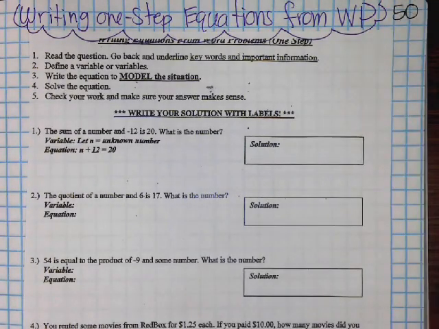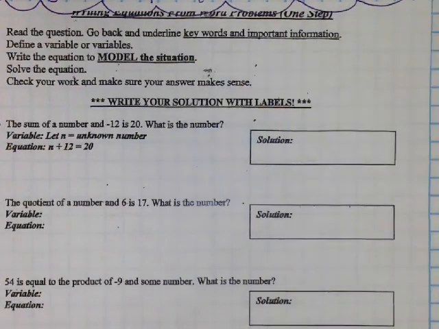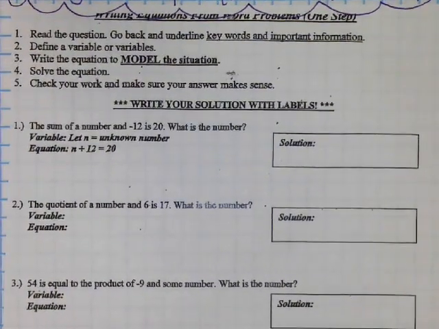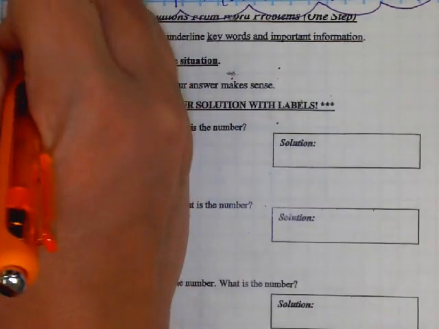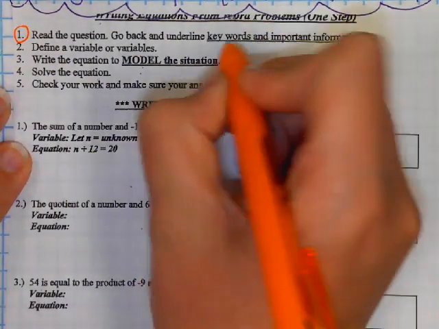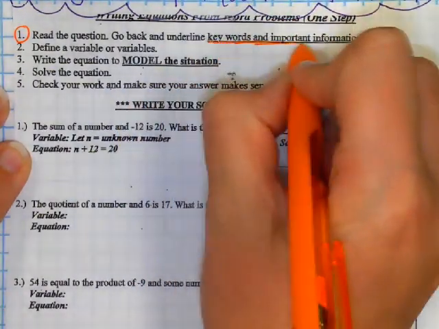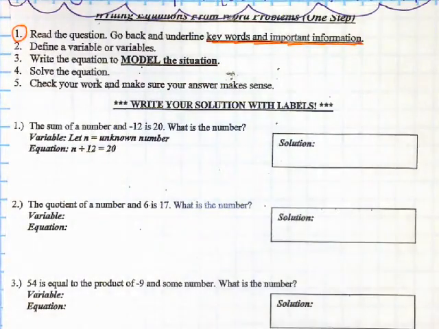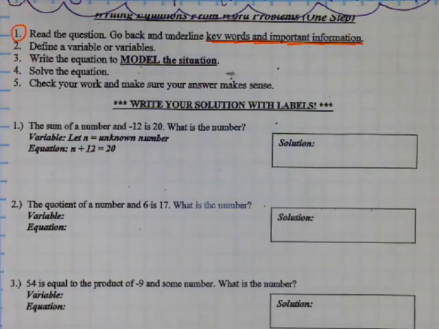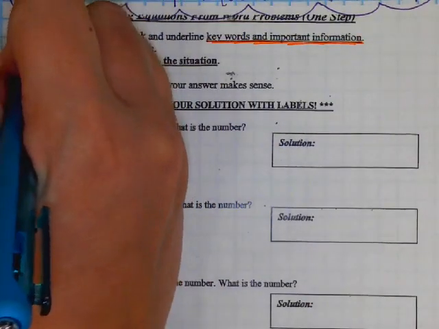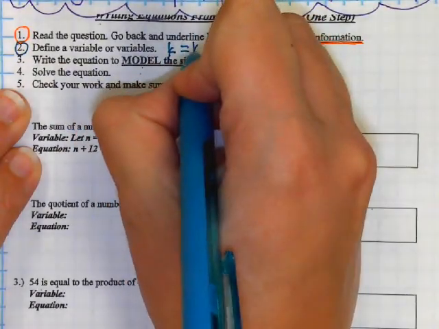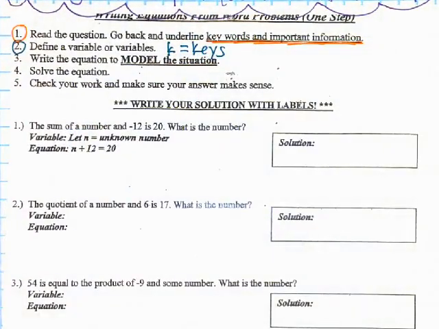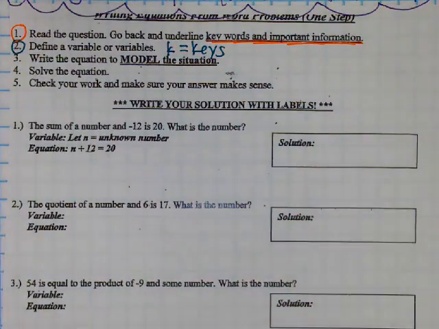There are 5 steps that we need to take in order to write equations successfully from word problems. The first step is to read the question. Go back and underline or highlight key words and important pieces of information. The second thing that we need to do is define the variable or variables. So what that means is I could say K equals keys. K is my variable and it means keys.